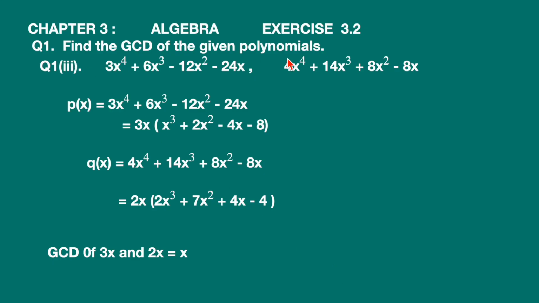Find the GCD of the given polynomials. So here there are these two polynomials. We are asked to find the GCD. GCD means HCF. Okay. We are going to use the division method to do this sum, to find the GCD of the polynomials.